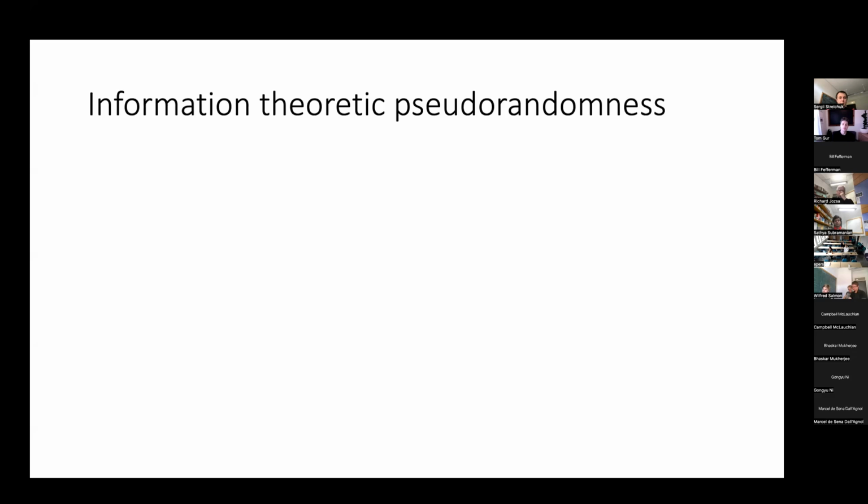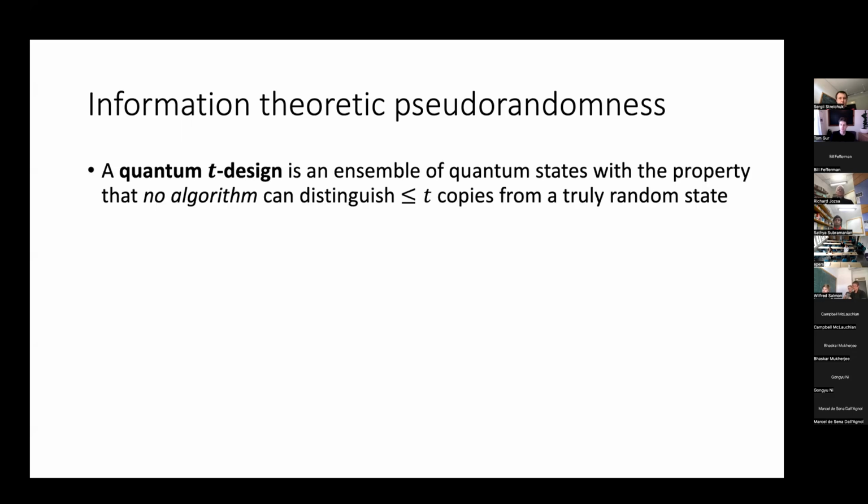Until very recently, most of the pseudo-randomness notions that we've been studying in the quantum information theory community have been information theoretic. For example, there's this object called a quantum state T design, which is, roughly speaking, an ensemble of quantum states with the property that no algorithm, no matter what running time, can distinguish at most T copies of a state drawn from this ensemble from T copies of a truly Haar-random quantum state. So this is what we call a quantum T design.